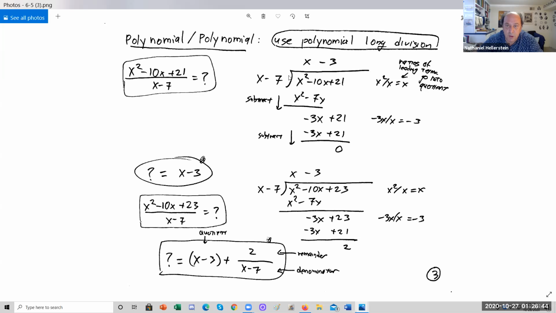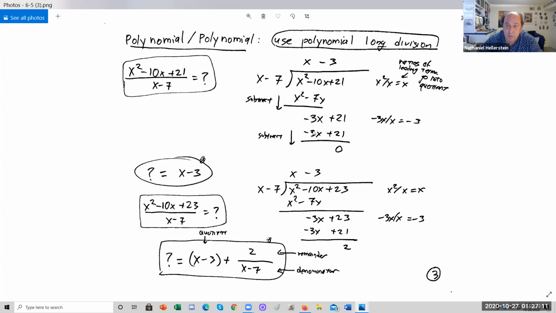So for example, x squared divided by x is x. Put this x in the quotient. x times x minus 7 is x squared minus 7x. Then we subtract. x squared minus x squared canceled. Negative 10 minus negative 7 is negative 10 plus 7. So a negative 3, negative 3x plus 21. Negative 3x divided by x is a negative 3. Put negative 3 in the quotient.